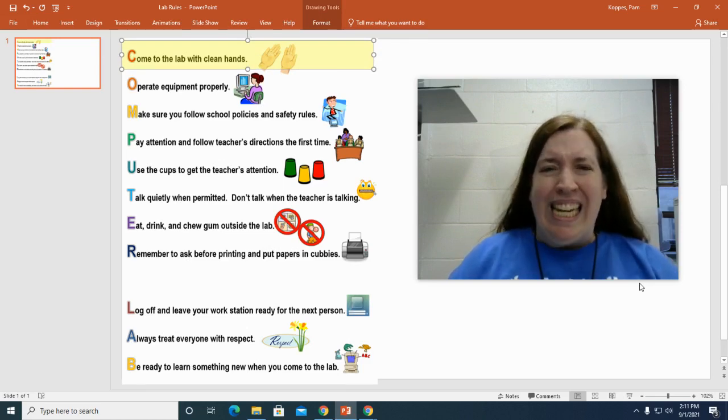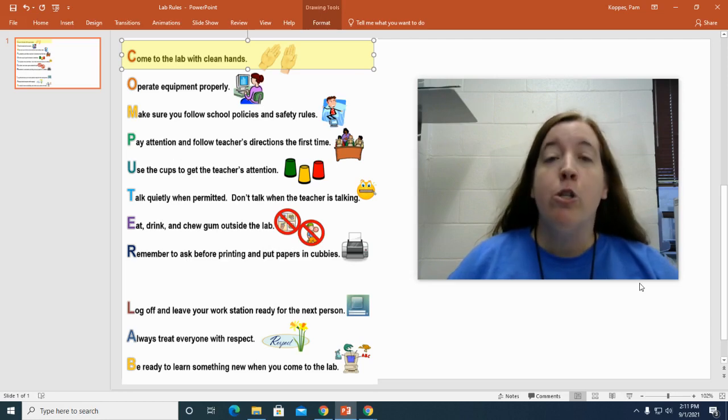We don't want to get sticky stuff or dirt on the computers, so we're going to make sure our hands are washed of those things, and we're going to get a squirt of hand sanitizer on our way in and also on our way out. And if at any time you need hand sanitizer while you're in the room, you can get that then.